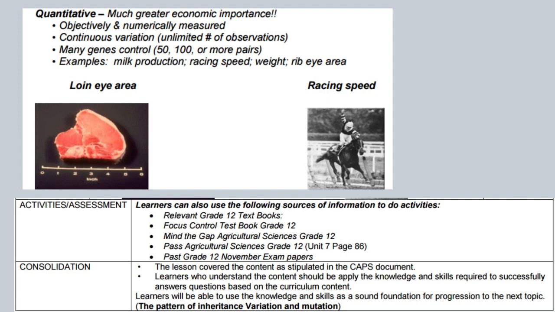Consolidation. The lesson covered the content as stipulated in the CAPS document. Learners who understand the content should apply the knowledge and skills required to successfully answer questions based on the curriculum content. Learners will be able to use the knowledge and skills as a sound foundation for progression to the next topic: the pattern of inheritance, variation and mutation.